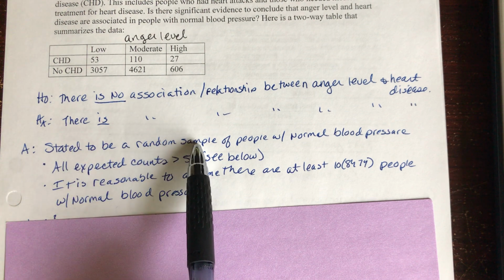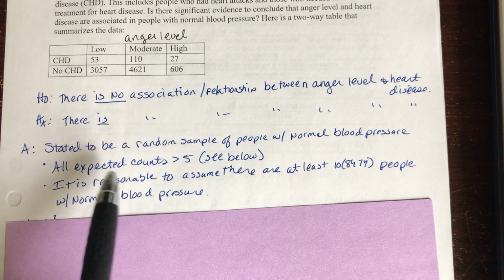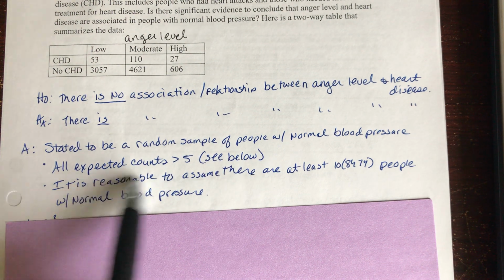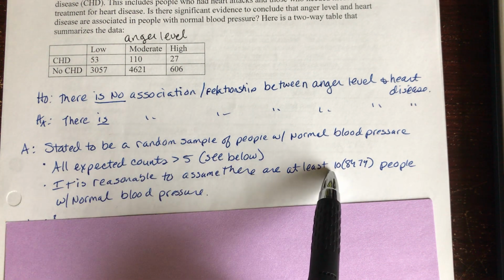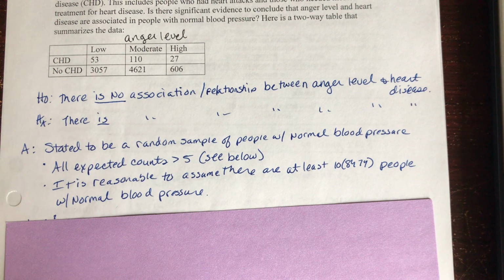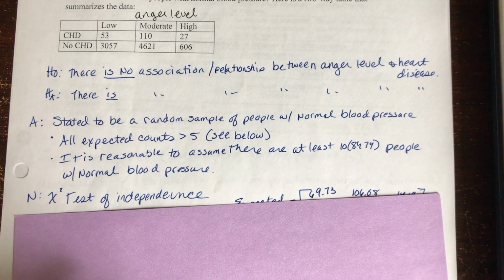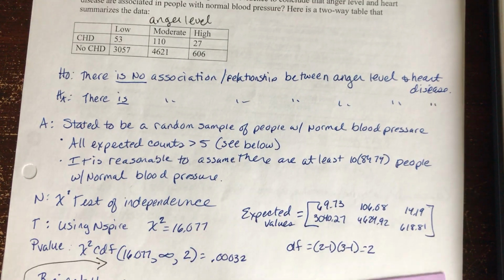You have a random sample, okay, it's stated to be a random sample. All of our expected counts are at least 5. We'll see that in a minute. And it's reasonable to assume that there's at least 10 times 8,474, or at least 84,740 people with normal blood pressure. Okay, we have a chi-squared test of independence.